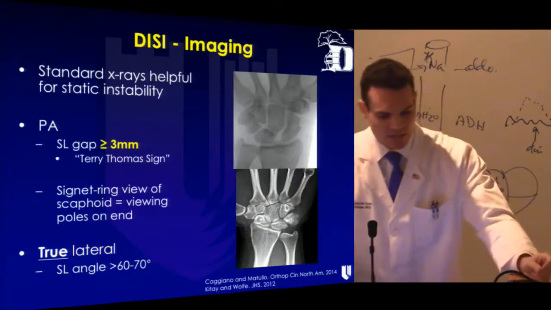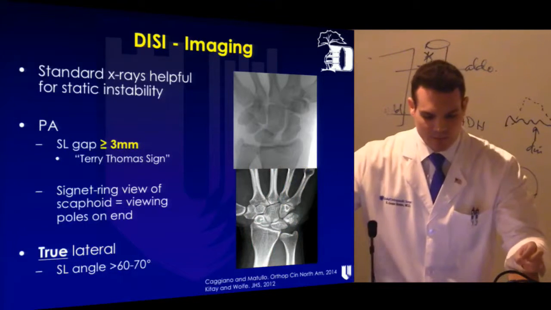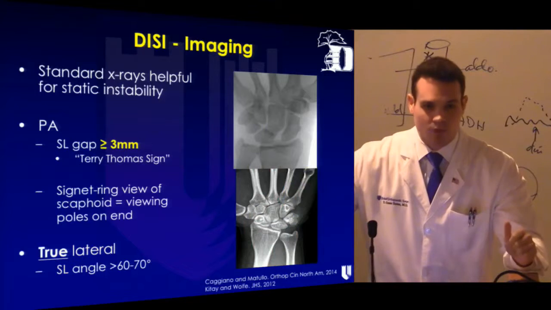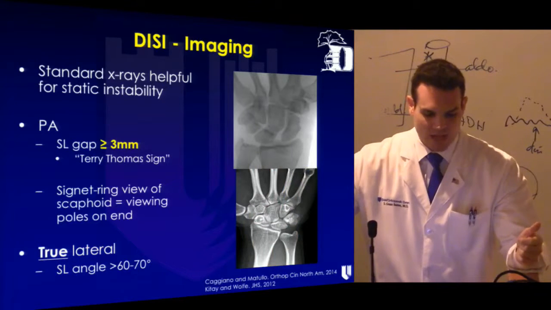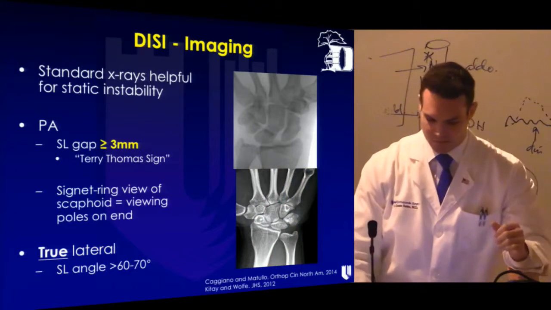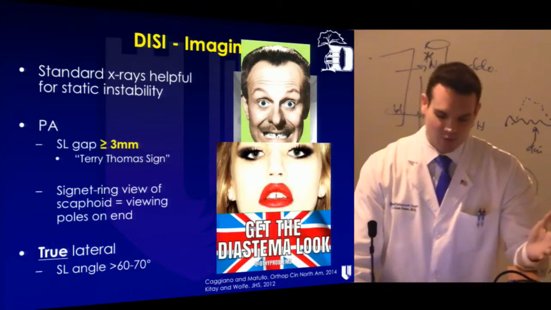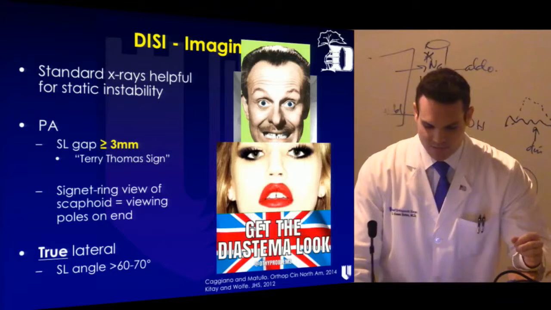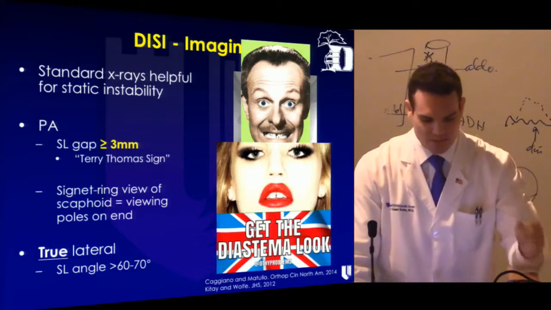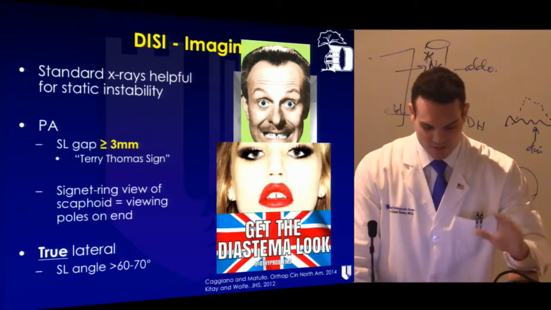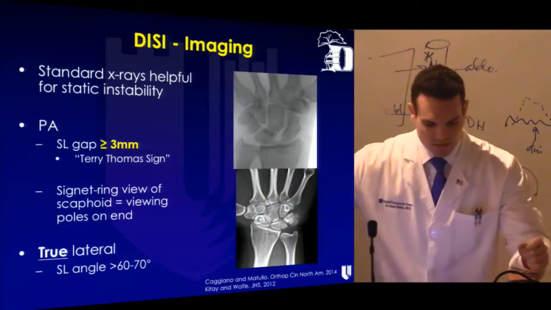In terms of imaging, standard x-rays can be helpful for static instability. So a PA radiograph is very important. We think of the classic Terry Thomas sign, which is gap widening greater than 3 millimeters. We all know this picture. I looked into it a little bit. This is called diastema, which is kind of interesting. So if you're looking for an updated version, this is apparently a big deal in the London fashion scene. So I'll leave it to you to look up that.